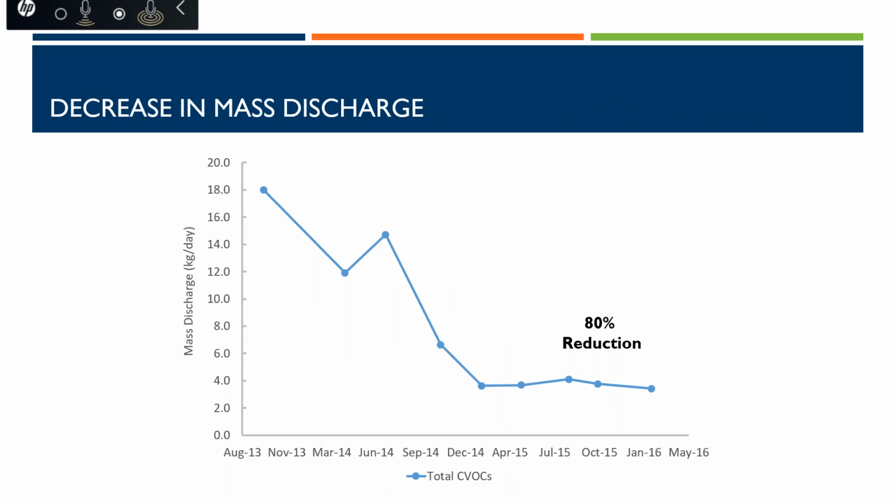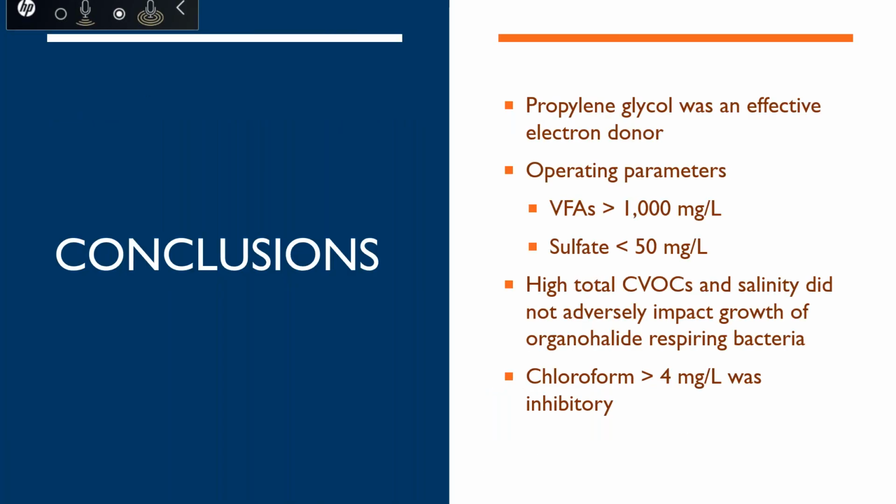So I'd like to conclude by highlighting the overall impact of this enhanced anaerobic bioremediation at the site. After the propylene glycol injections and the targeted recirculation, the estimated mass discharge through this transect 1 decreased by 80%. This level of reduction has now been maintained for many years. So propylene glycol was an effective electron donor at this particular site.